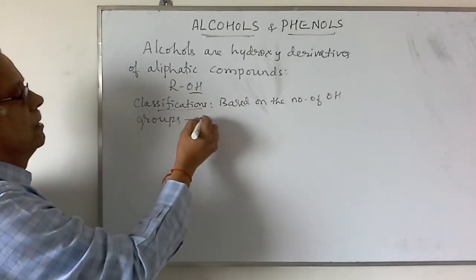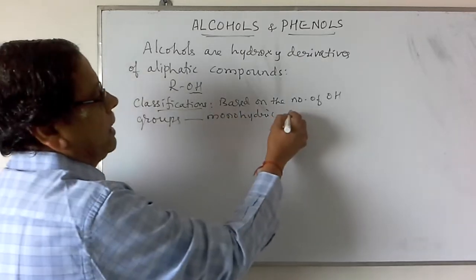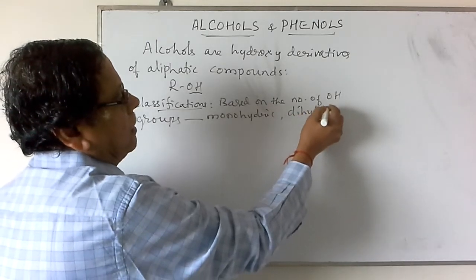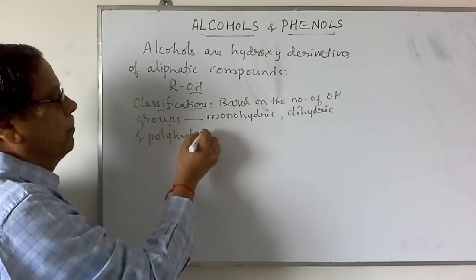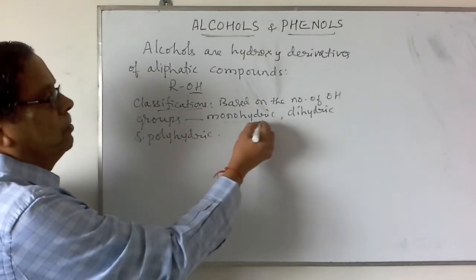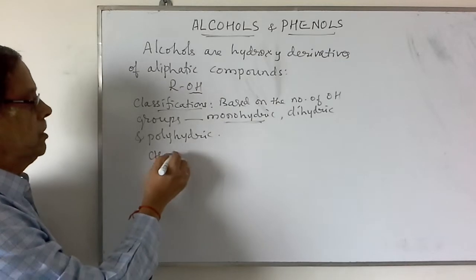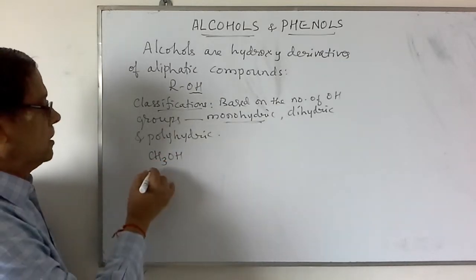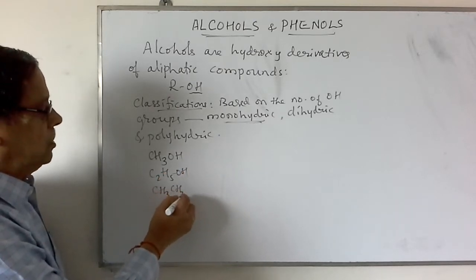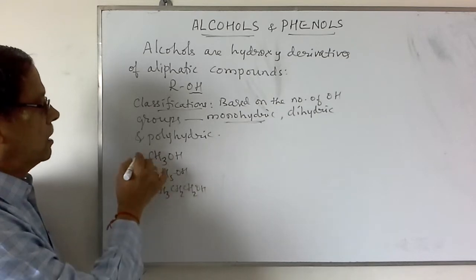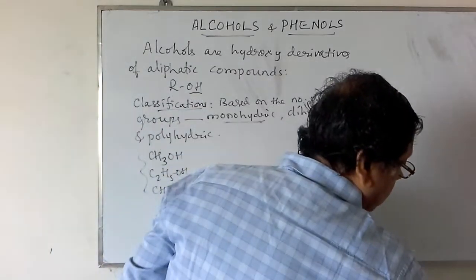These are classified as monohydric, dihydric and polyhydric compounds. If only one OH group is present, they are named as the monohydric. For example, if you consider CH3OH, methanol, C2H5OH, similarly CH3CH2OH. So these all contain only one OH group, that's why they are named as the monohydric alcohols.